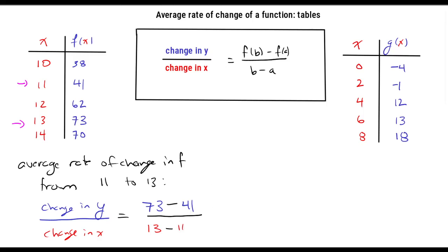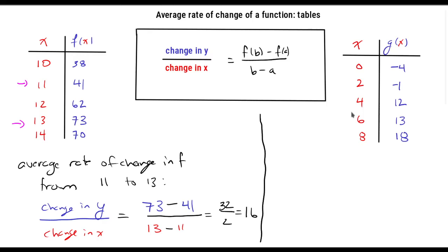And then we just simplify this. We have 73 minus 41, that's going to give us 32. And 13 minus 11 is 2. 32 divided by 2 is 16. So the average rate of change from 11 to 13 in f is 16. So on average, every time x goes up 1, f of x goes up by 16 in this interval.